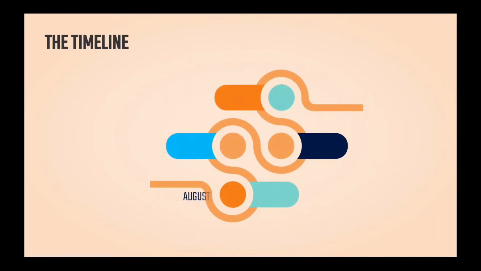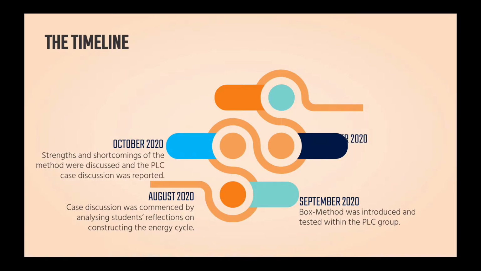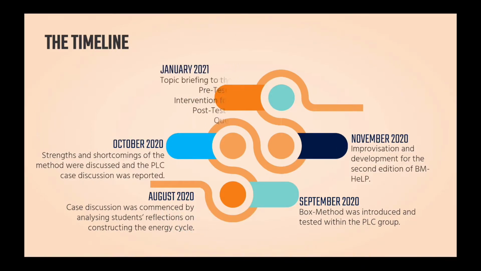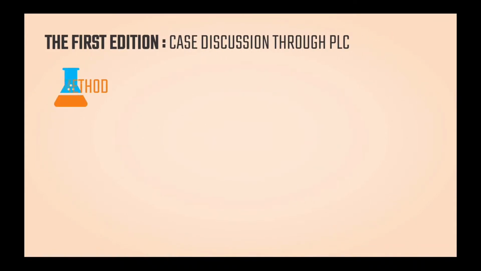The timeline. We started the project from August 2020, where we discussed students' reflections on constructing the energy cycle. In September, box method was introduced and tested within the PLC group. In the following month, some discussions were done to identify the strengths and weaknesses of the method. All through to November, some improvisation was done to polish the technique. This polished version then was tested among students in January, and this is followed by a reporting process which is done in February.